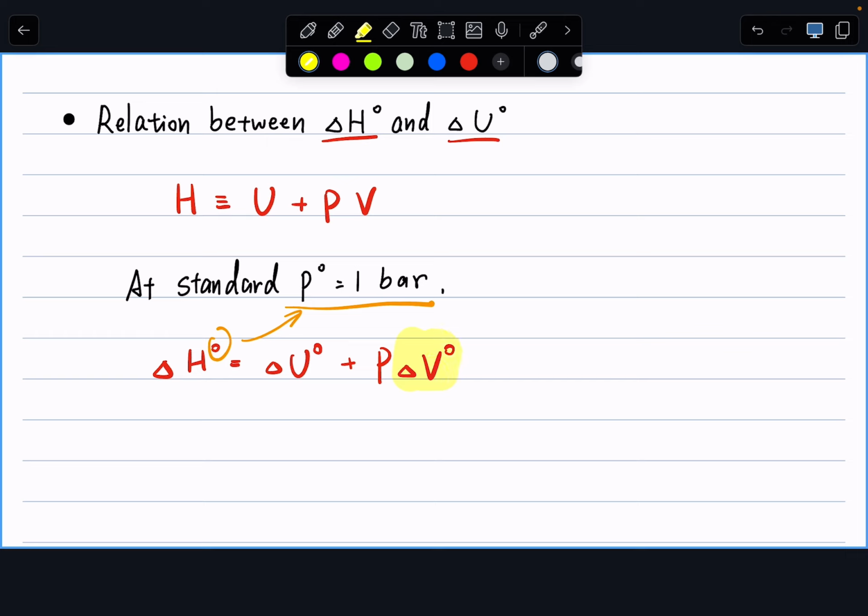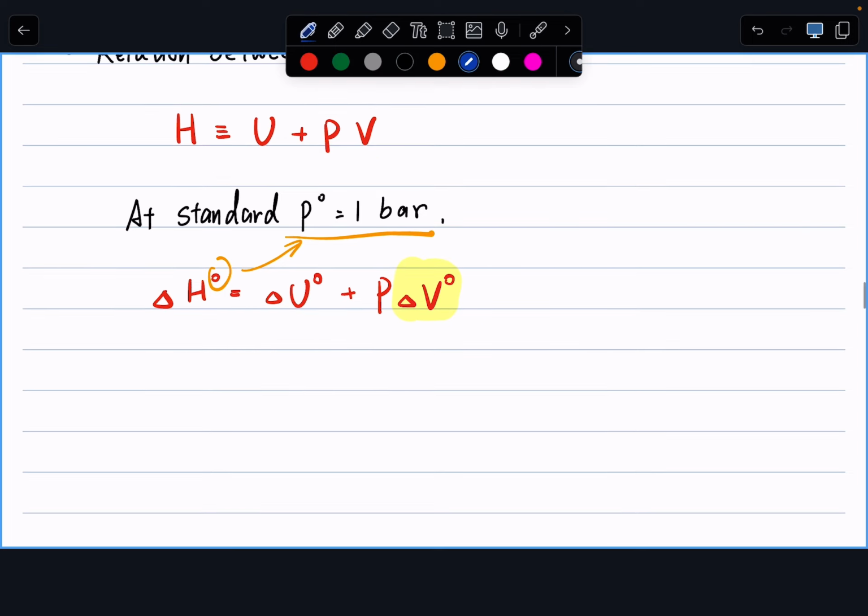So this becomes a solved problem. We already know how to calculate delta V naught for different species. Typically, your delta V naught is negligible for reactions not involving gases, like for only solid or liquid, it's negligible. For reaction involving gases, that's also a solved problem, right? So V naught, again, we're talking about the standard state of your gas, which are ideal gases.